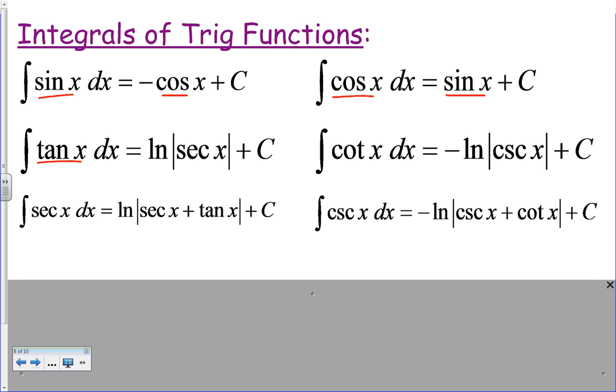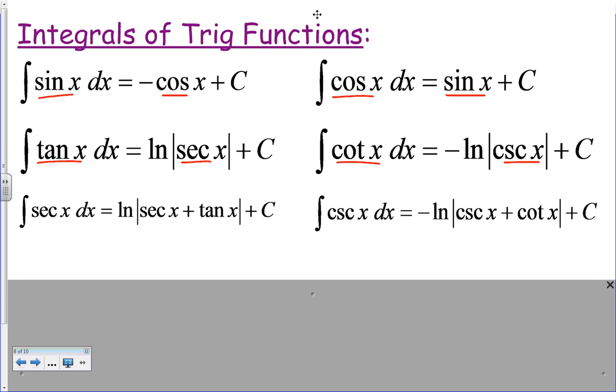So replace tangent with cotangent, replace secant with cosecant, and take the opposite of that answer. So you have a negative out front. And finally, for secant, the antiderivative of secant we just found out was the natural log of the absolute value of secant of x plus tangent of x plus c.